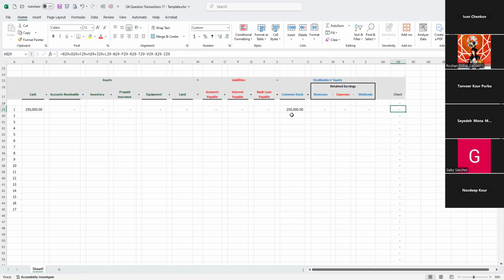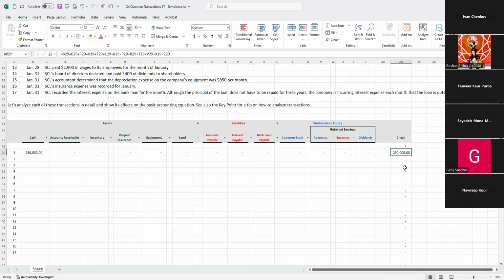What that means is, if I don't put anything here, let's say I put 0, I'm going to have a problem with my check. My check is going to tell me I'm off balance by 250. My check always has to be equal to 0. So I have to balance it. Now I'm in balance, my check is correct. Make sense?